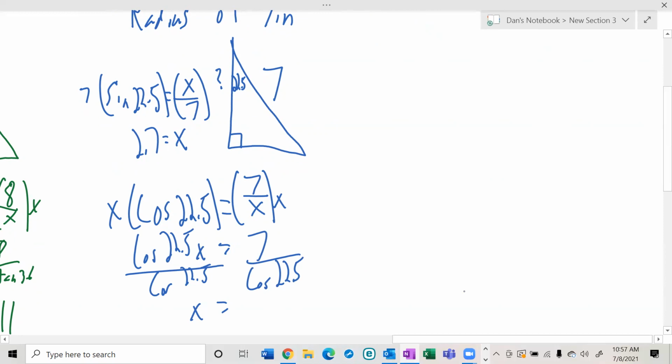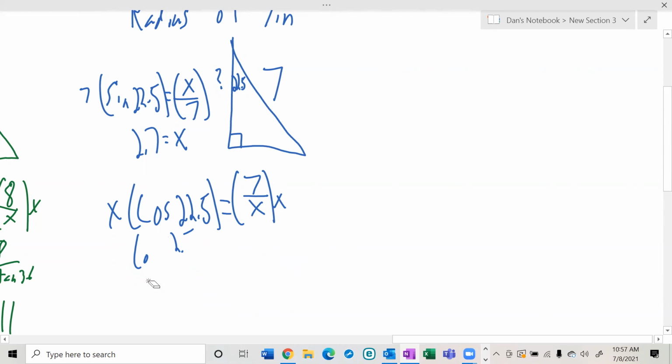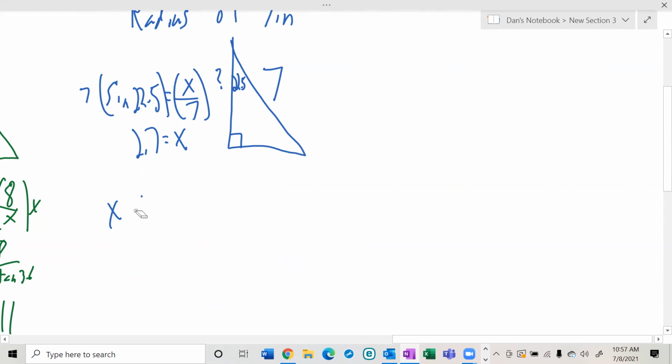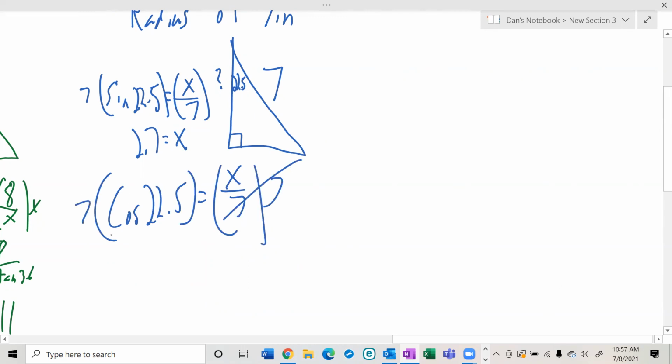6.5, do you agree? Wait, let's agree on 6.5 first, then I'll get your question, okay? You're right. Hey, that's why you take notes in pencil. Sorry, you were correct, Aditi. I cut off your question and I shouldn't have. Cosine of 22.5 equals 7 over x. So now we need 7 times the cosine of 22.5.